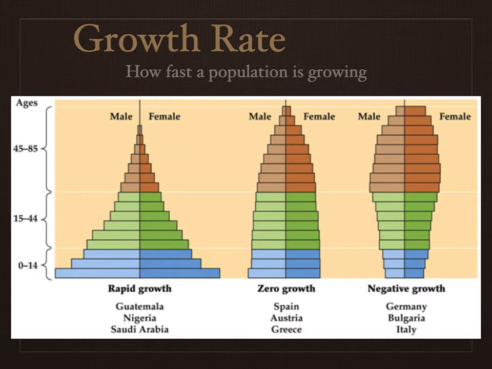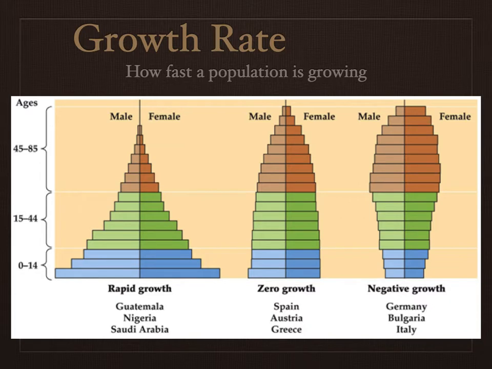So what that's showing you is that in those countries, there are lots and lots of new babies being born, and people don't live very long. They don't live into an older age. They tend to die sooner. It's just a trend. Let's look over at Spain, Austria, and Greece.